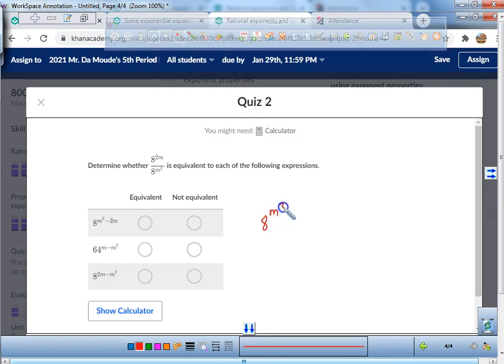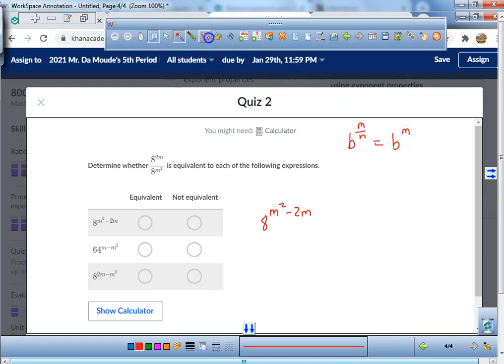8m squared minus 2m. Now, if you guys remember the quotient property, you're allowed to take the exponents and do what? Not rational exponents, sorry, I messed up. b to the power of m over b to the power of n is b to the power of m minus n. So watch this.